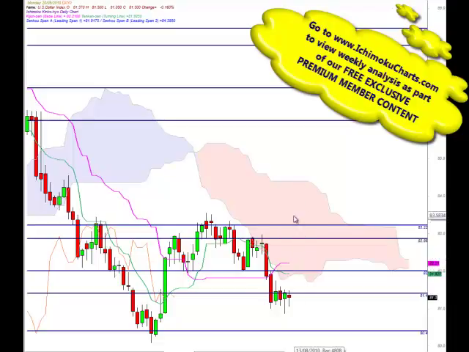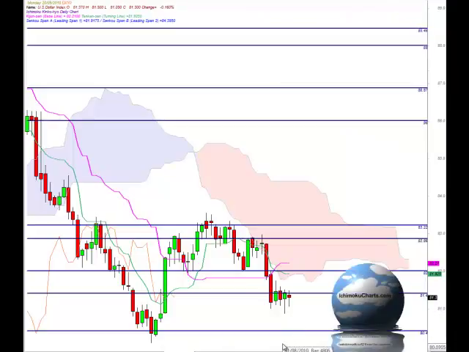strong resistance overhead all the way up through the cloud. To the downside though, we do have this strong support below the 81 area and certainly down to around 80.4 and around the 80 region. So there's probably more potential for this market to continue selling off and test these areas and trade down through there rather than trade up through the cloud and the Ichimoku indicators to the upside.